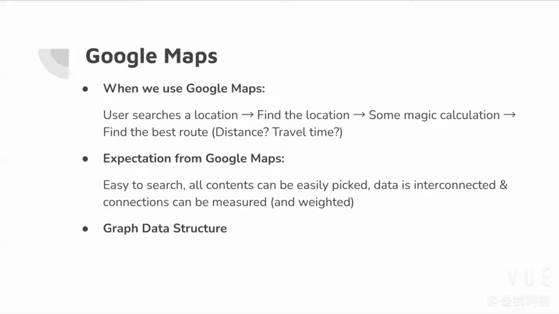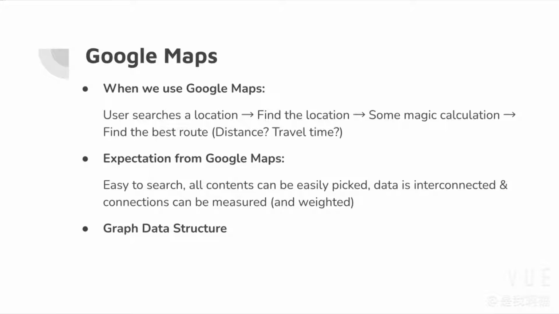Okay, first, let's imagine a use case of Google Maps. If you are going somewhere you don't really know, you'll probably ask Google Maps, and the map will return you this location. And after some really magic and rapid calculations, it will show you the best route to this destination.